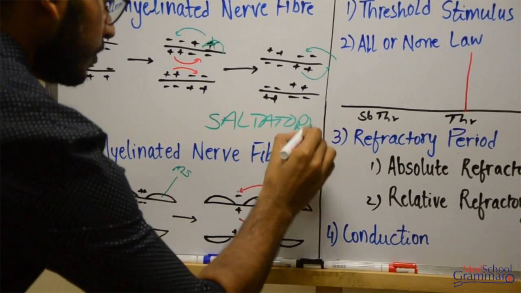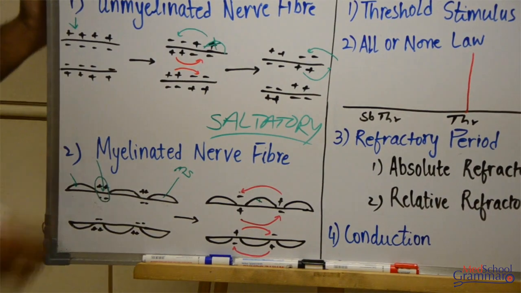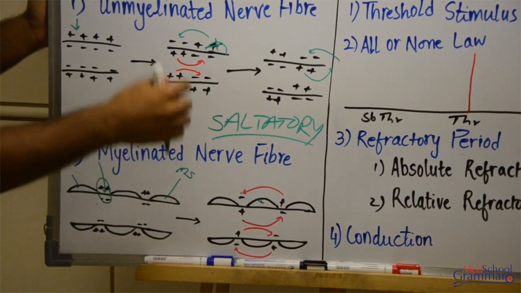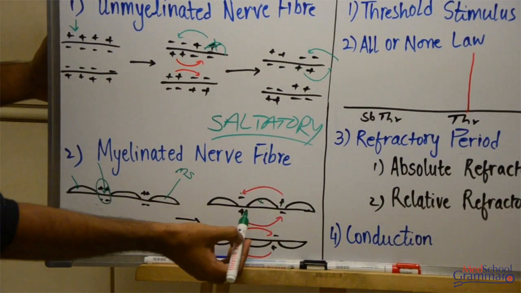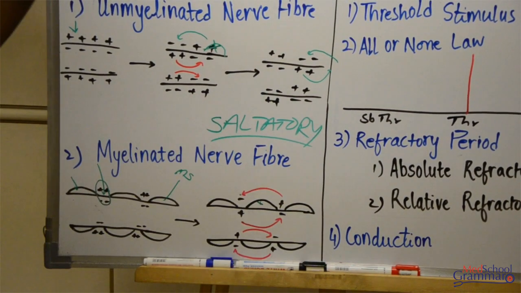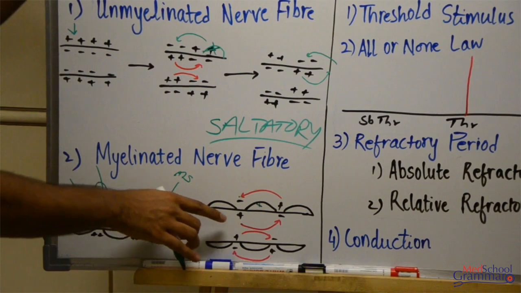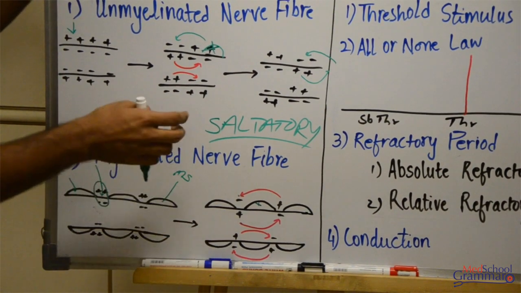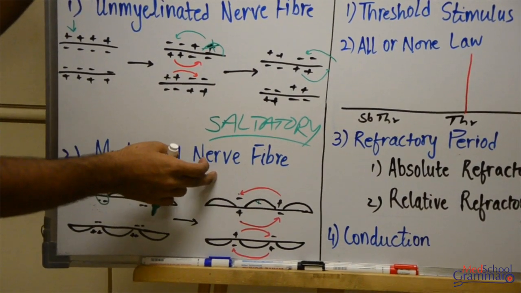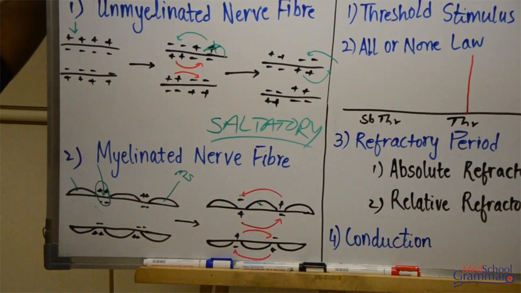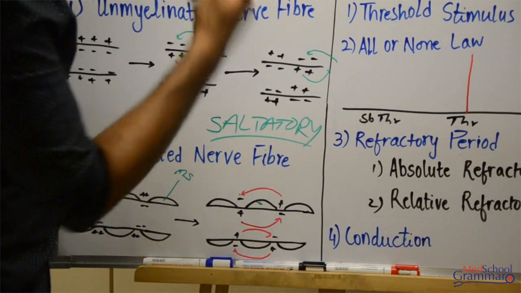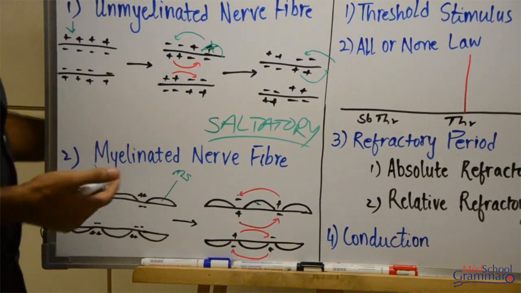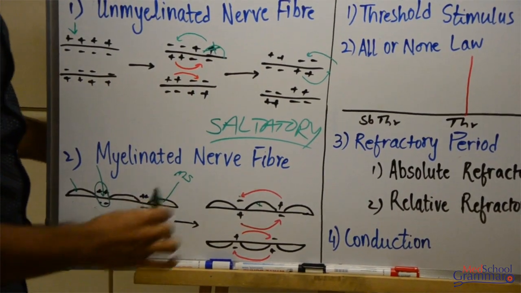This is called saltatory conduction, which occurs in myelinated nerve fibers. The action potentials jump from one node of Ranvier to the other. The advantage, or the positive point, of this conduction is that it is faster. The speed is faster compared to unmyelinated nerve fibers. So this is all about the conduction of action potential in a nerve fiber.